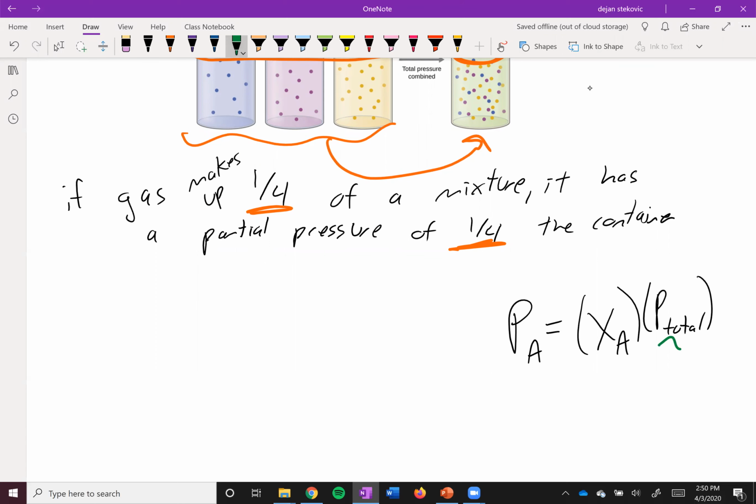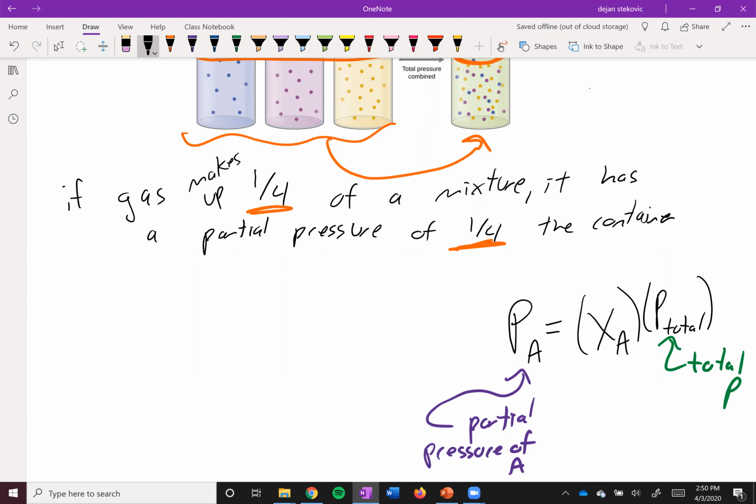So this is total pressure. This right here would be the partial pressure of A. And this right here is our 1/10, 1/4, whatever. This is the mole fraction. So remember, when we're saying 1/10 of the mixture, 1/4 of the mixture, 1/5 of the mixture, we're talking about PV equals nRT. And so what we're talking about is moles. So we want to know the mole fraction of this.